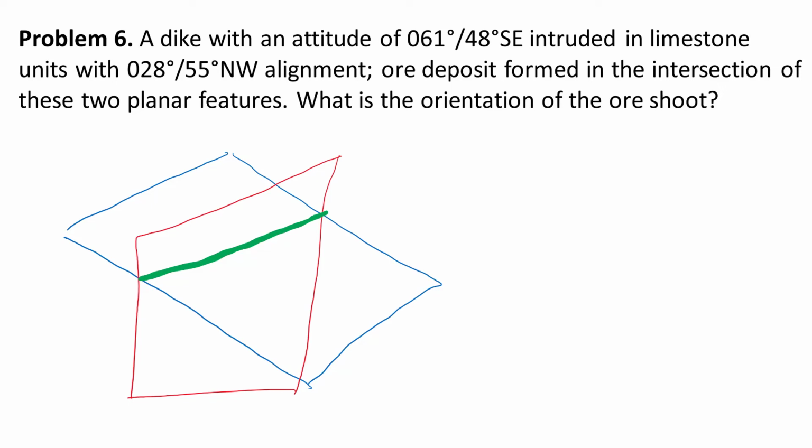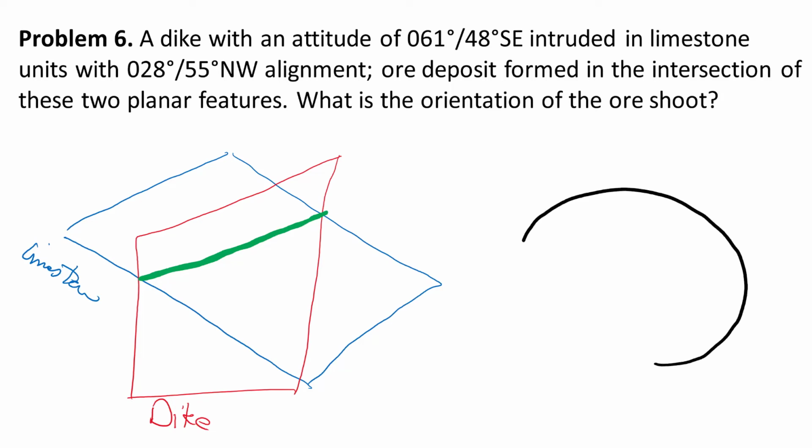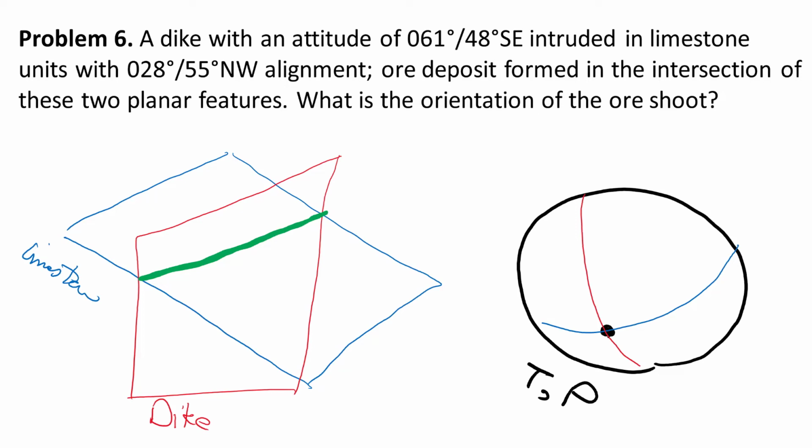So we need to plot these two planar features. Let's put this one as the limestone and this is the dike. Let me show you quickly what we're gonna do. We are going to plot the limestone and we are going to plot the dike. This is just an example, and the intersection on Stereonet is this point. And if you read the trend and plunge of that point, then you answered the question. Let's see how we're gonna do it on Stereonet.